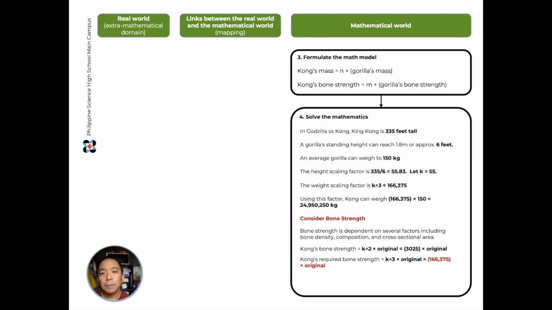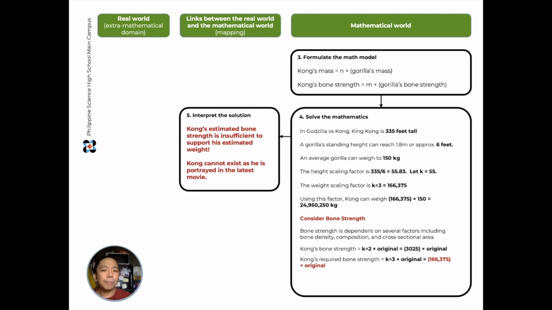Now, it turns out, mababali yung buto mo if it is forced to support a weight that is 10 times your current weight right now. Nakatayo ka lang. And from 3,025 to 166,375, that's more than 10 times. In fact, it's 55 times or k times.